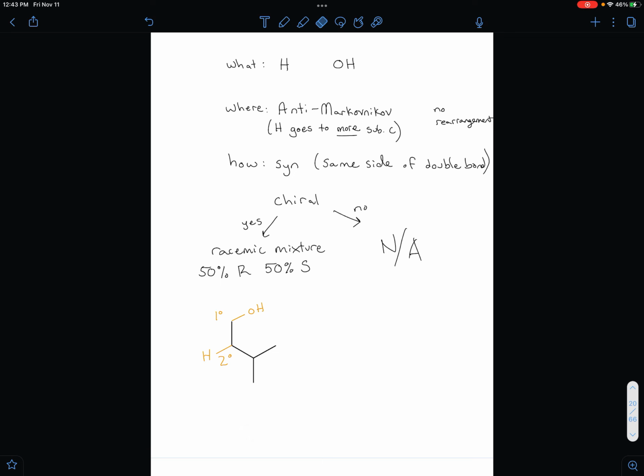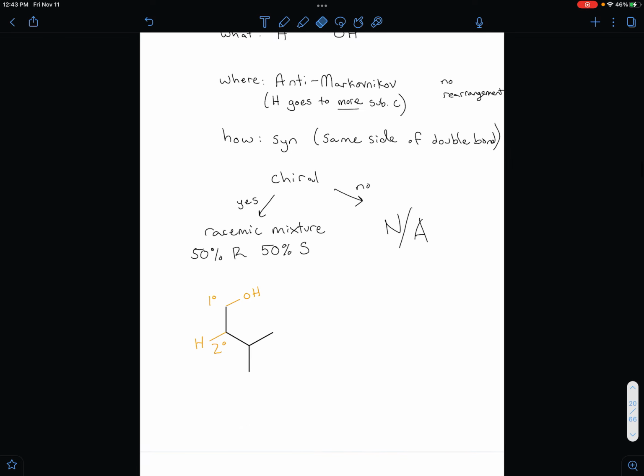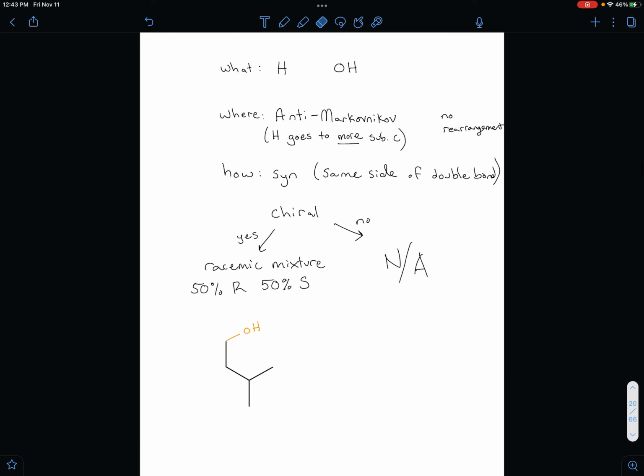So you don't have a chiral center on this molecule, so you can stop here. You don't have to worry about the syn addition. That's if you have chiral centers or rings. Again, we don't have that here. So in this case, you can just leave this as your product. And ideally, as you practice with this, you can get rid of that H. It's there, it's just implied. And so that would be the product for this particular reaction.